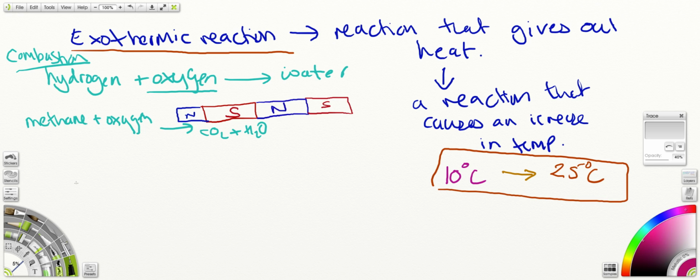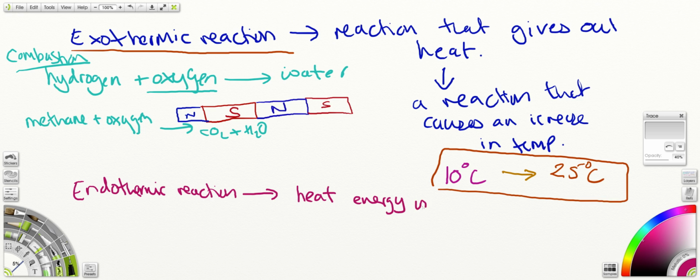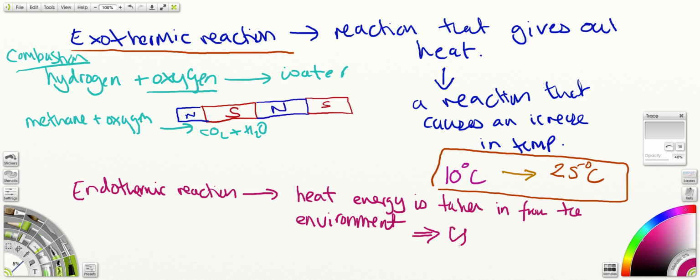Okay, so endothermic reactions are reactions in which heat energy is taken in. Heat energy is taken in from the environment. And as a result, because the heat energy is taken in from the environment, then what this means is that the surroundings is going to get cooler. So you will feel a coolness.